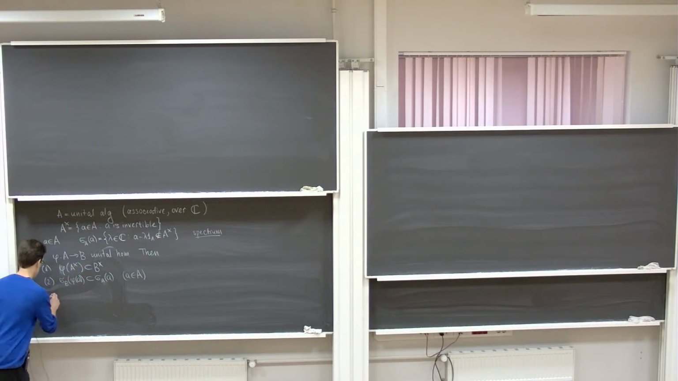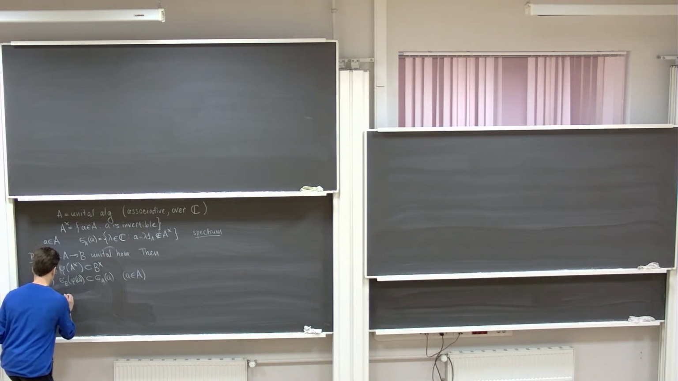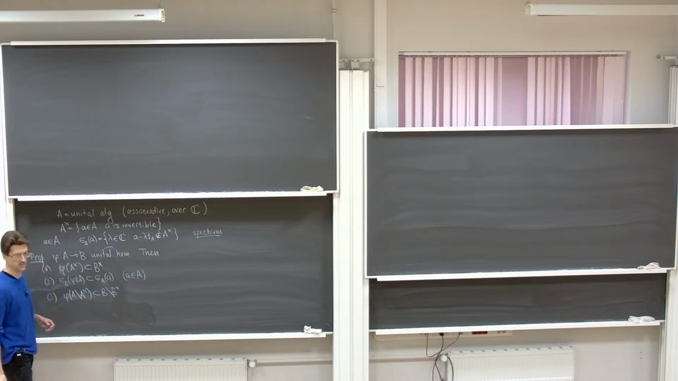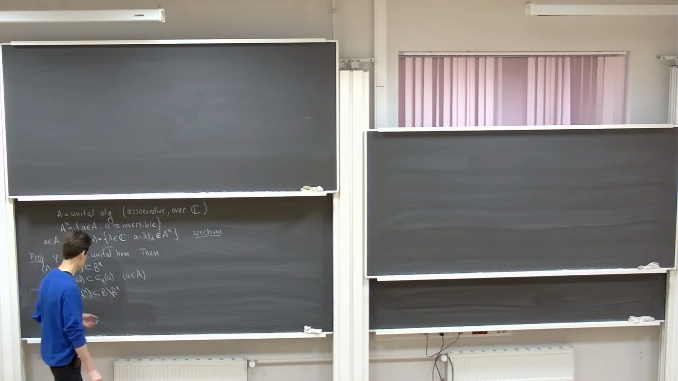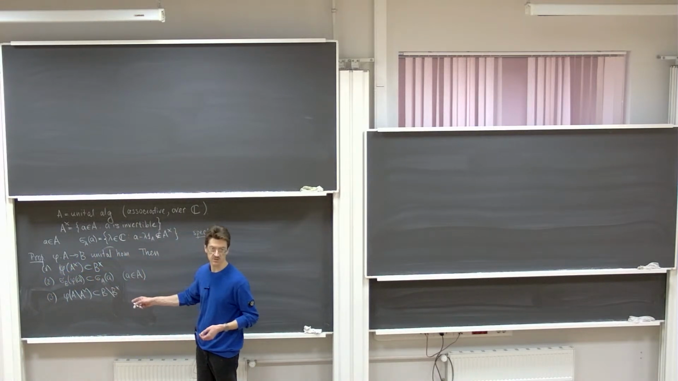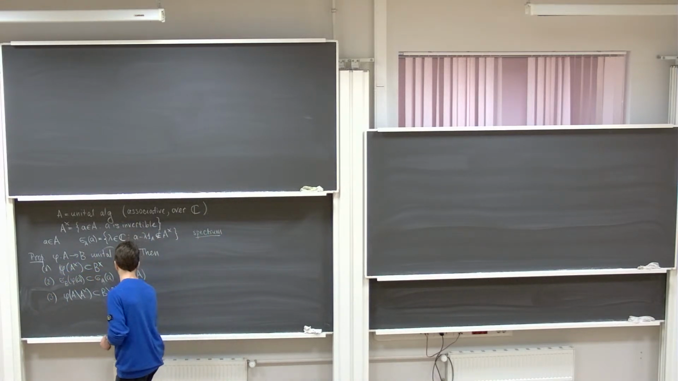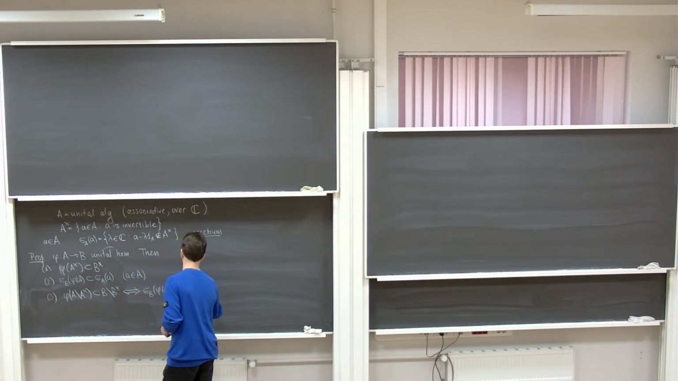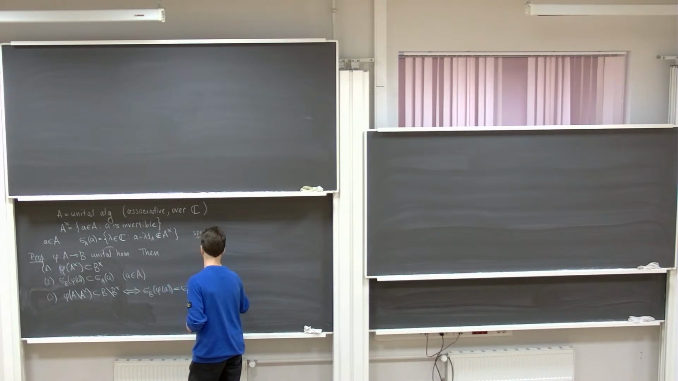And finally, property 3. Let's look at the following condition. Phi takes non-invertibles of A to non-invertibles of B. Of course, I don't claim that this condition always holds, but I claim that this condition holds precisely when phi preserves the spectrum. That is, we have the following identity for each element of A.